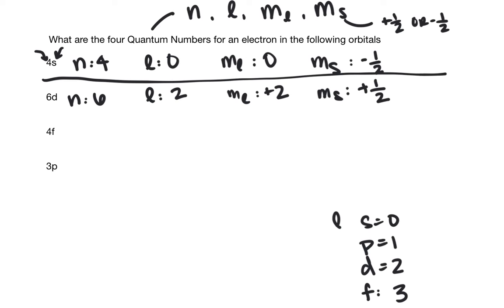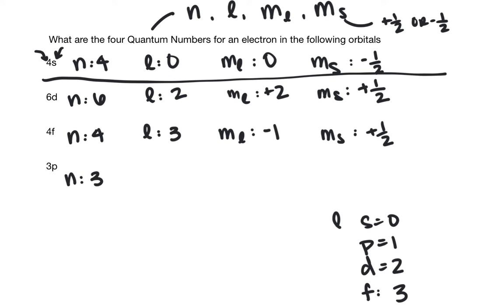So let's do the next two. For 4F, N equals 4, L equals 3, M sub L equals, in this case, let's pick negative 1, and M sub S still plus 1/2. 3P, N equals 3, L equals 1, M sub L equals 0, and M sub S is plus 1/2.